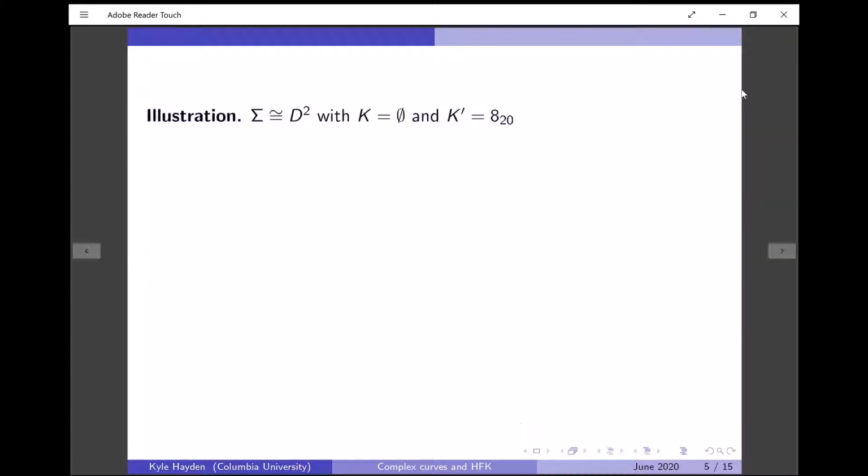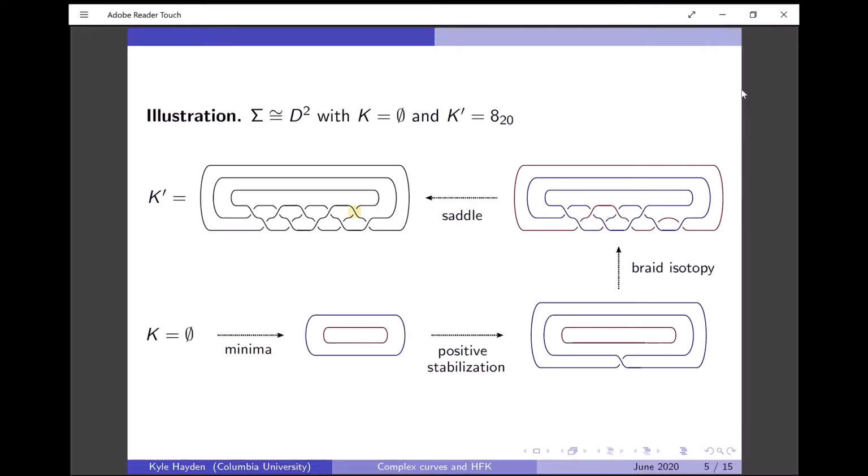So to illustrate this, we look at a particular complex curve, which is topologically a disk, and its intersection with some sufficiently small three-sphere is going to be empty, and its intersection with some larger three-sphere is going to be the knot 8_20. Okay, and so what we have here is a sequence of diagrams.